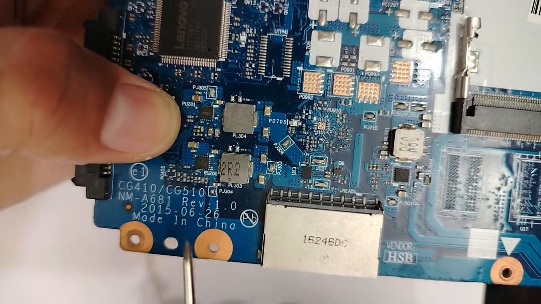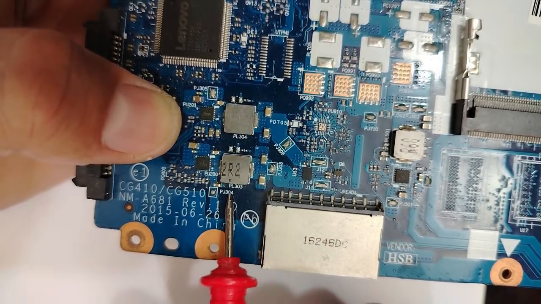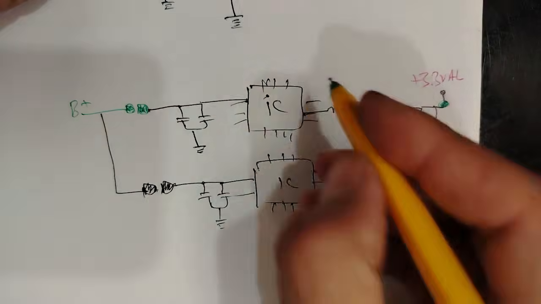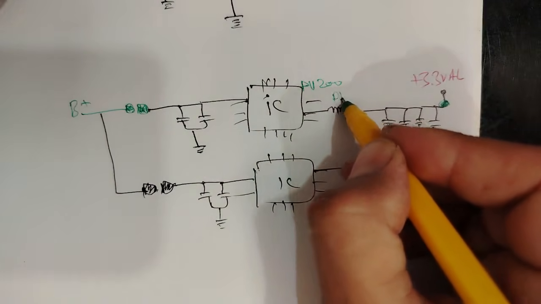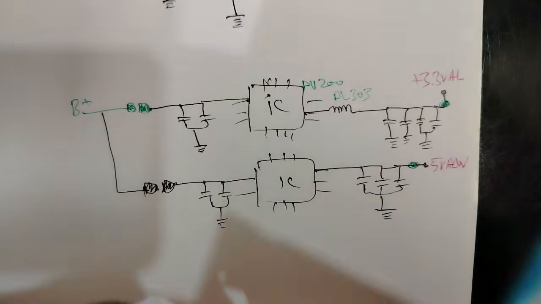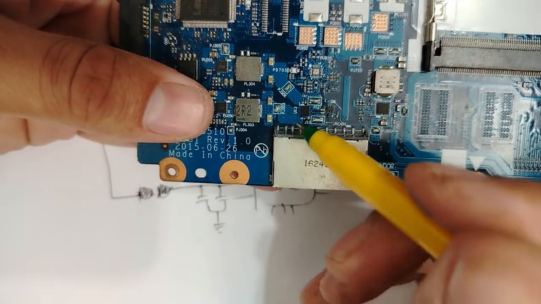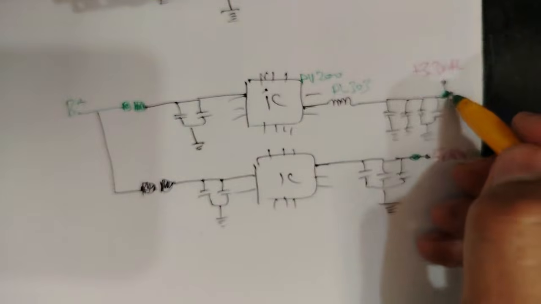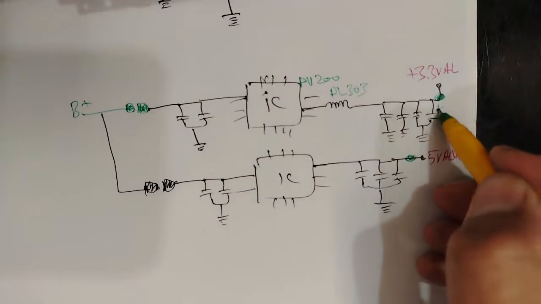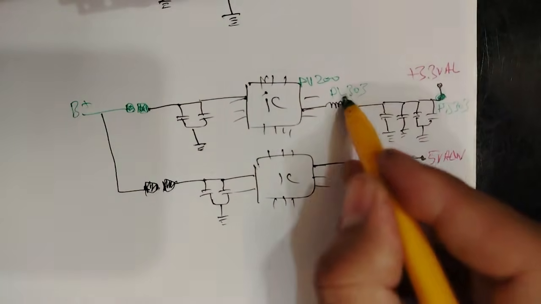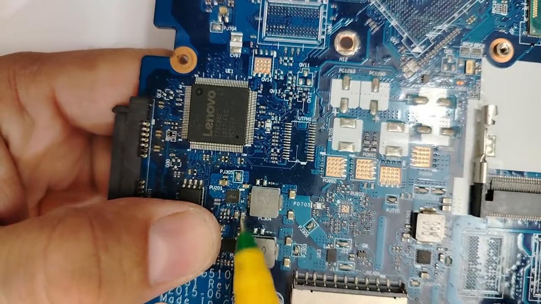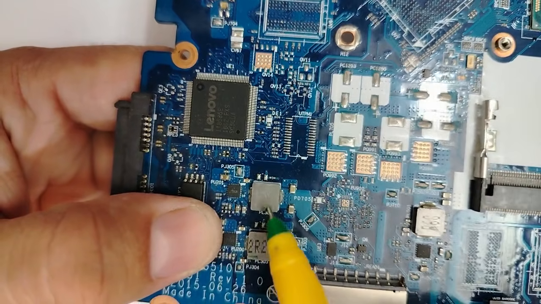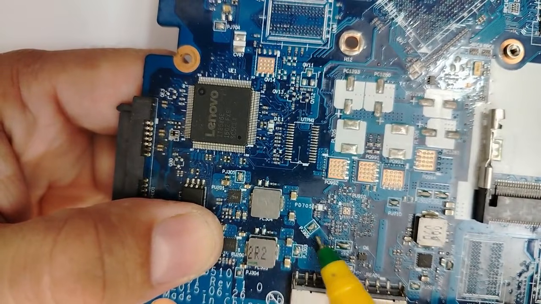For 3.3 volt, the IC is PU200 and the inductor is PL303, and in the output the test point is PG303, the same as the inductor, because you can also use the inductor as the output. For 5 volt we have the IC PU201, the inductor PL304, and the pad PG306.